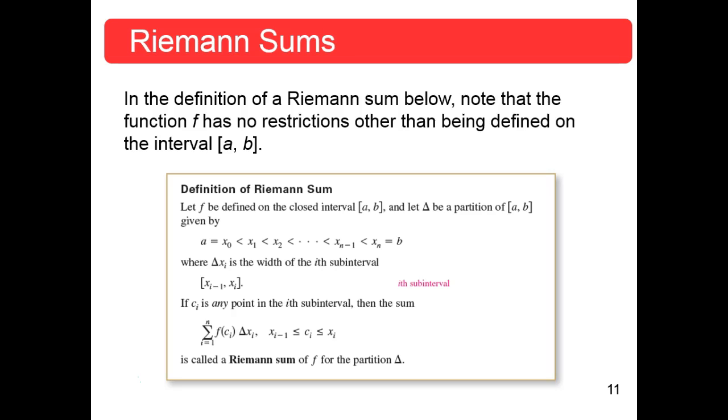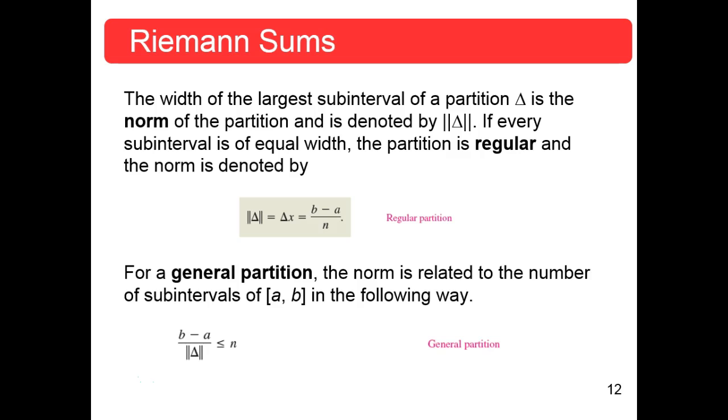Okay. The c sub i is just somewhere on that interval, delta x sub i. That's called the Riemann sum for that function f for that particular partition delta. The width of the largest subinterval of that partition delta is the norm. That's the name they give it. It's denoted by the width of the largest one. It looks like a magnitude of a vector symbol, but it's not. It's the norm of that particular partition.